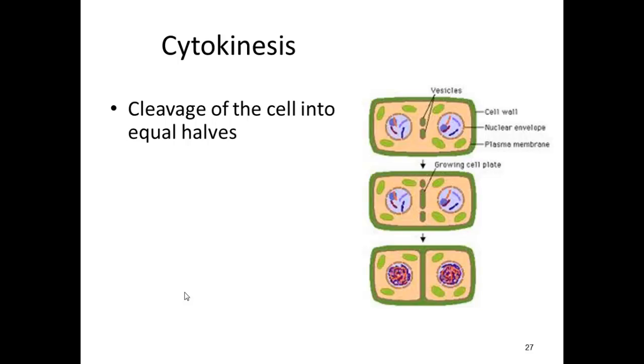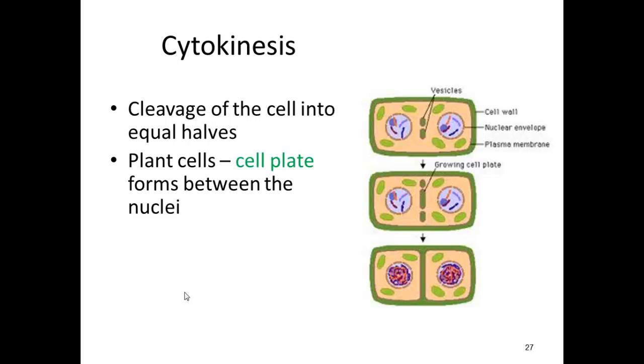The final part is called cytokinesis, and this is the splitting of the cell, or the cleavage of the cell into equal halves. In plant cells, a cell plate must form to complete the cell wall between the two cells.